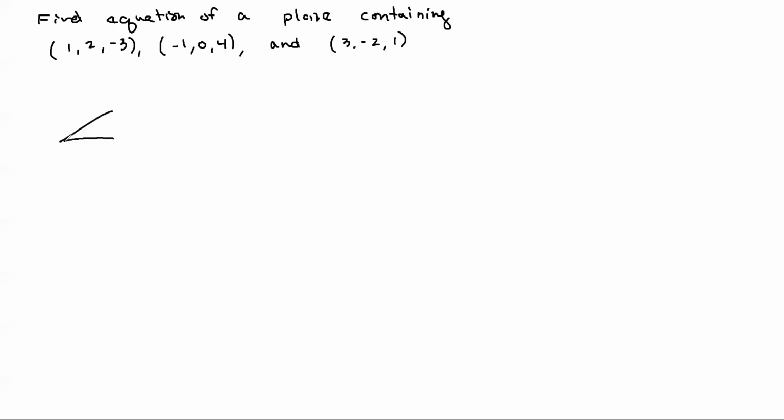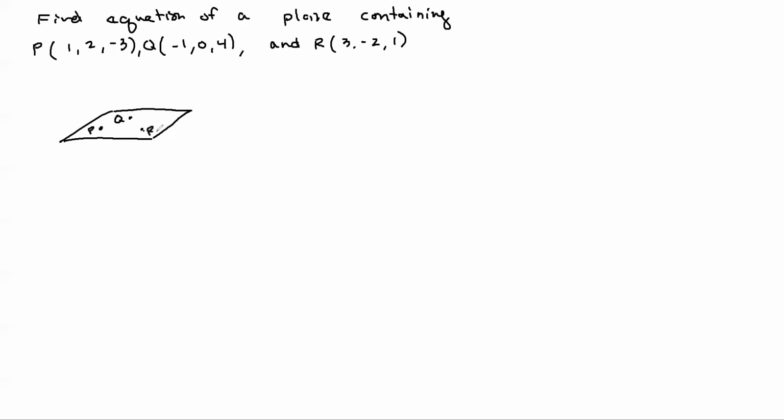We have a plane. We have 3 points that are on there. And we're asked to go through and find the equation of that plane. Let's go ahead and just label the points. So we'll say this is P, this is Q, this is R.